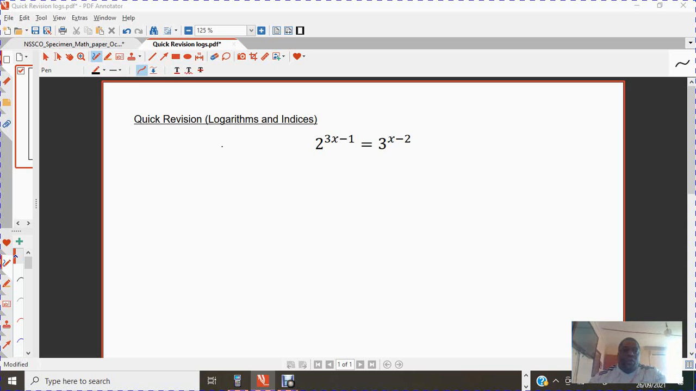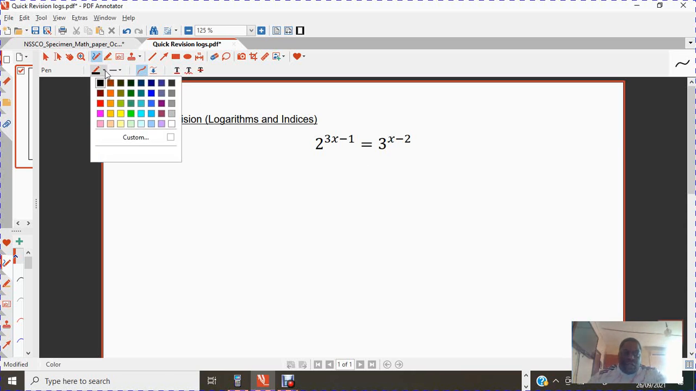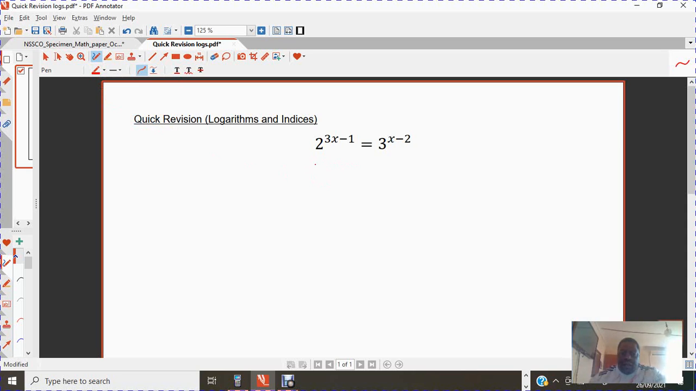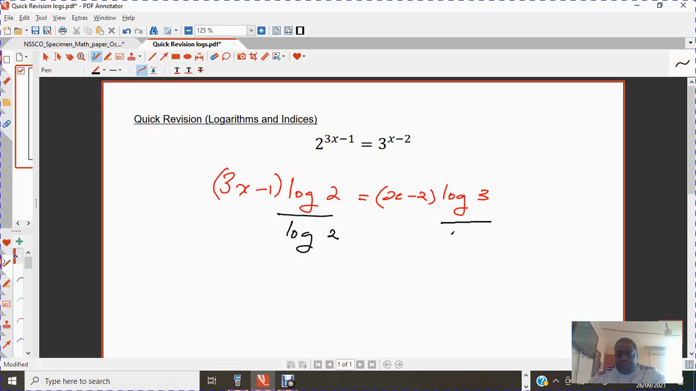So I am quickly doing a revision question on indices and logarithms, the two things going hand in hand. What you want to do here is use your power law, where you take logs of both sides. But I would suggest that you please put this in brackets. From here onwards, you have to divide throughout by log 2. That's one way of doing it.